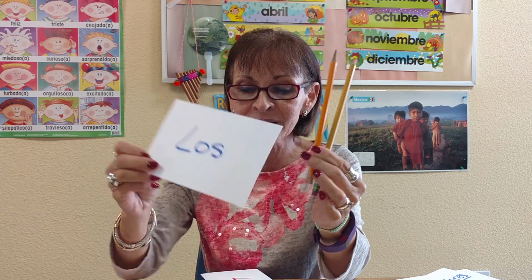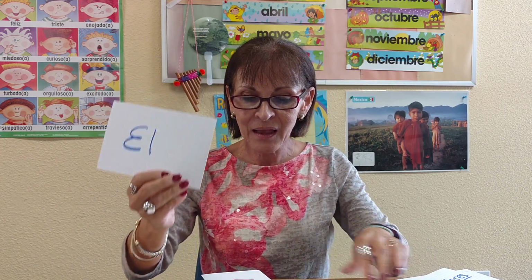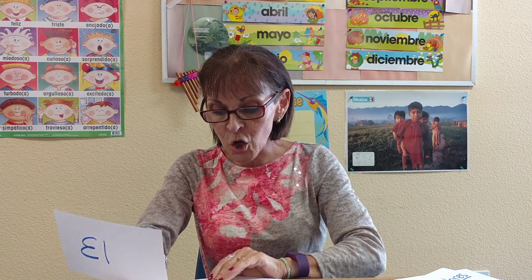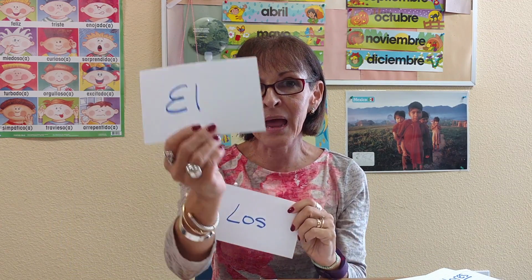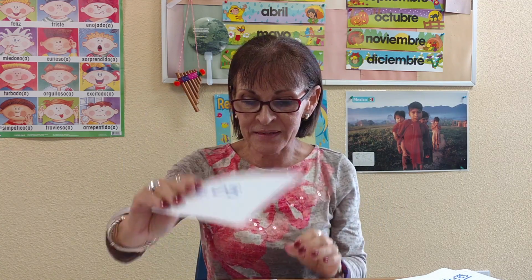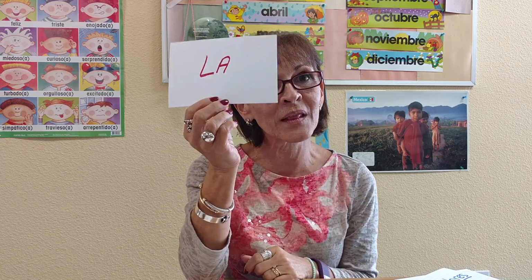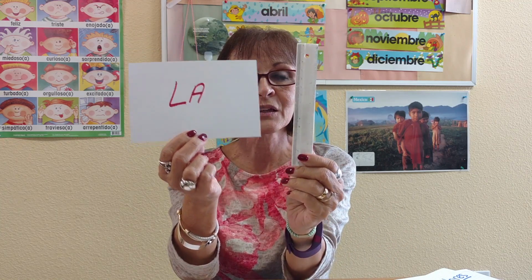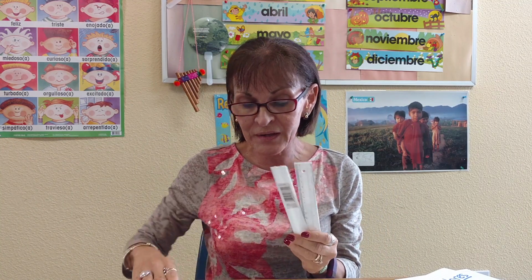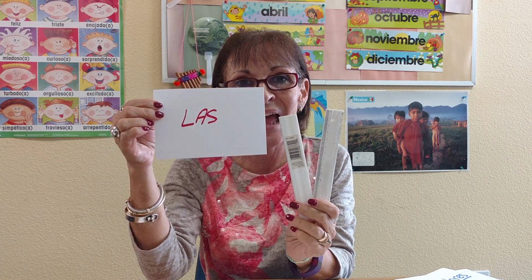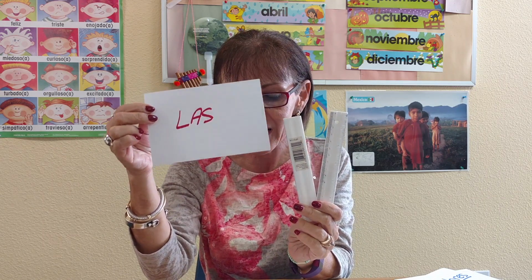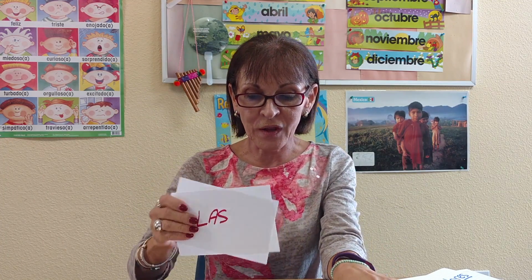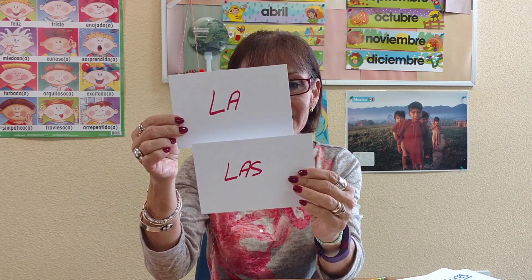So we're going to go one at a time. We're going to start with el and then the word los, okay? El lápiz, los lápices. Now we also have words that begin with la, como la regla. So la regla is one. And if we have more than one, then we have to make it into more than one. So this word is going to turn into las reglas, la regla, las reglas. Okay? So el is los and la is las.